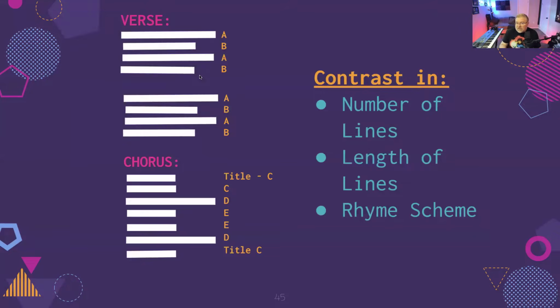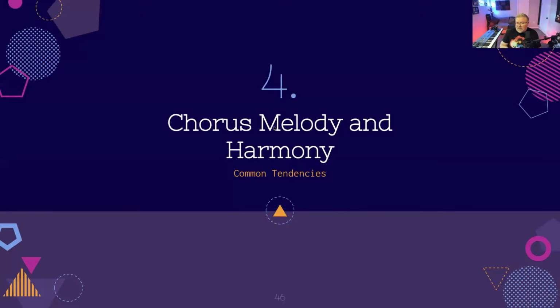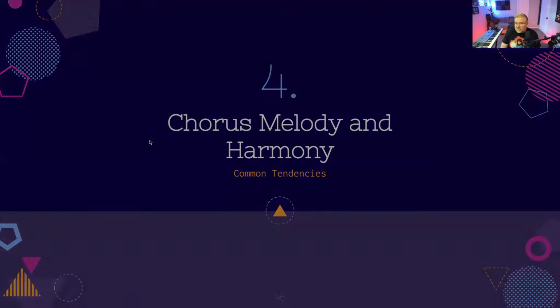So just contrasting the number of lines might look something like this, where your chorus might have more lines than the verse. You also may have a different rhyme scheme, where this might be A, B, A, B, A, B, A, B, and then it goes C, C, D, E, E, D, and then title. But that's just an example of how it could look different. I also showed you with Taylor's song. So then let's talk about chorus melody, and then also some harmony tendencies within the chorus.